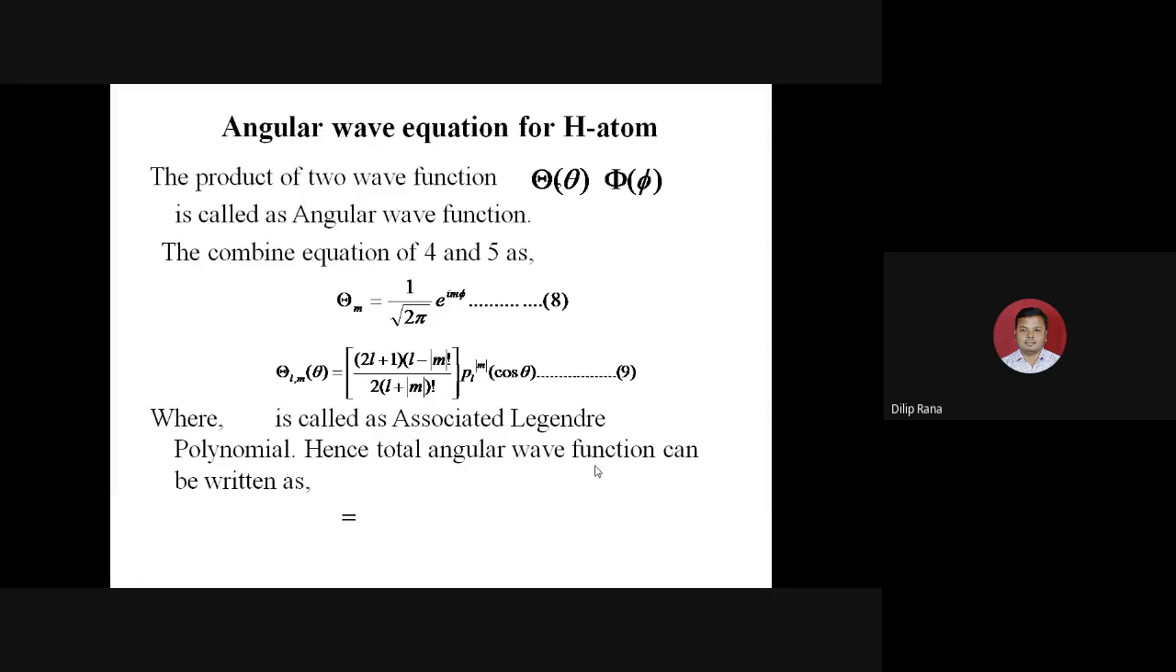Now this is determined by the associated Legendre polynomial. Associated, simply because we are considering the two angles simultaneously. We have to determine it by the polynomial, that is the associated Legendre polynomial. This is the final equation of the angular wave equation. We can easily see here these two terms are nothing but the product of these two. So this is how we can remember it. This is the angular wave equation for hydrogen.